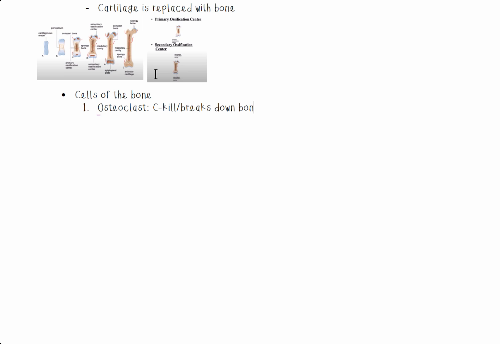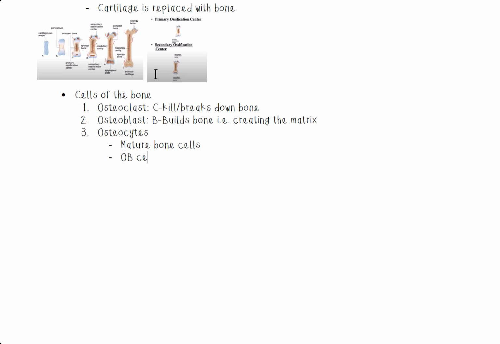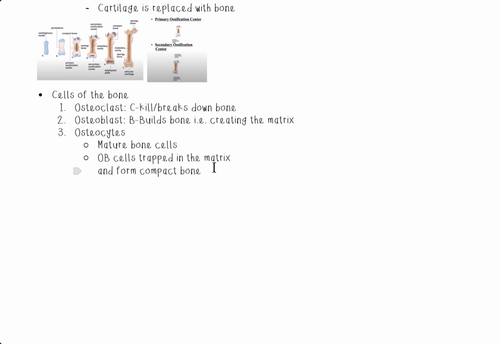Okay, so the first type is the osteoclast. I think of C for killing or breaking bone. Their job is to break bone. Osteoblast, B for building bone. So they're the ones that are going to create the matrix of the bone. Then we have the osteocytes. These are the mature bone cells. These are osteoblasts that are actually trapped in the matrix and they form the compact bone. So it's kind of like the next phase of osteoblast.